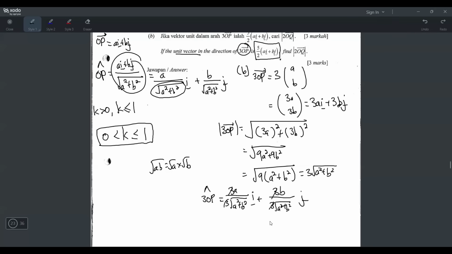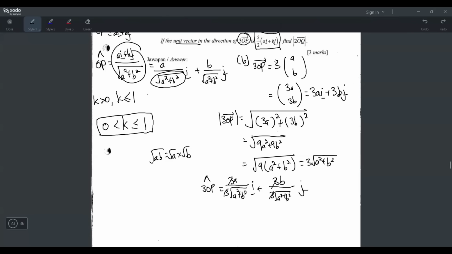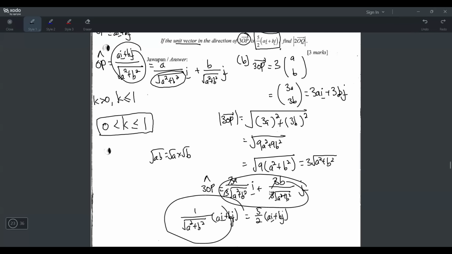But let's see. If you look at the unit vector, the answer they give is actually 5 over 2 AI plus BJ. So if I want to compare my answer with this 5 over 2 AI plus BJ, I have to make sure I also have the AI plus BJ like this. My answer is like AI plus BJ, but mine both got divided by this one. So I think I have to take it out like this, square root A square plus B square. Yeah, this one and this one are the same thing. It's the same.